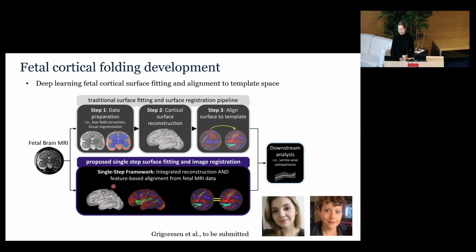What we realized is that because the cortical surface fitting method that we are using actually deforms a template to a subject, we already get the registration to the template. So we said, why don't we unify everything in one framework? So basically we get a fetal data set, select an age-matched template, and then fit the surface. And basically we straight away have vertex-to-vertex correspondences that are anatomically meaningful.